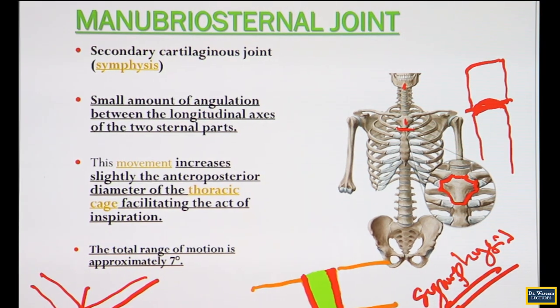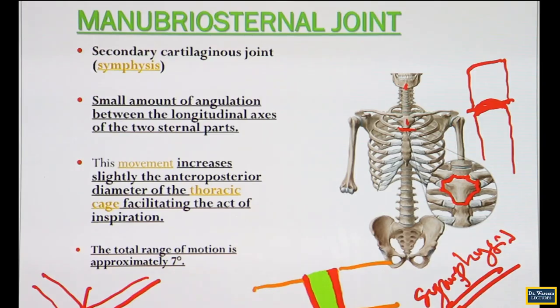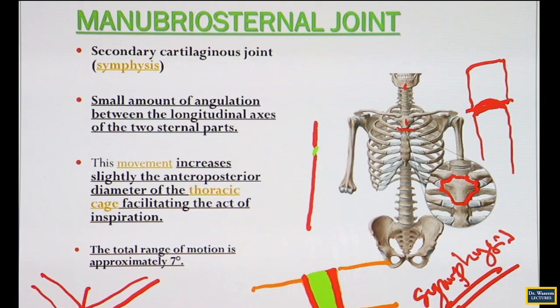This is sometimes called the secondary cartilaginous joint. We call it the manubriosternal symphysis, even though sometimes you do not call it a joint. Here, this manubriosternal joint means it is between the manubrium and the body of the sternum. So this joint, which I was actually telling you about, is called the manubriosternal joint. This is a secondary cartilaginous joint.